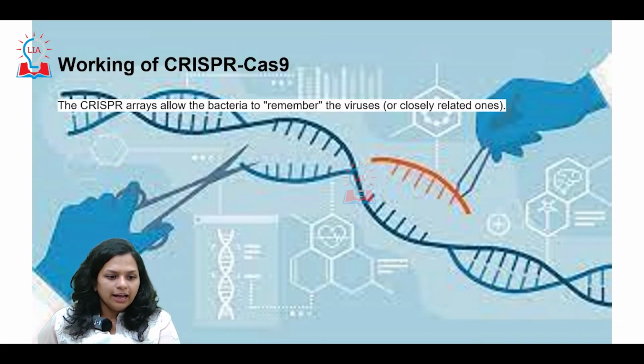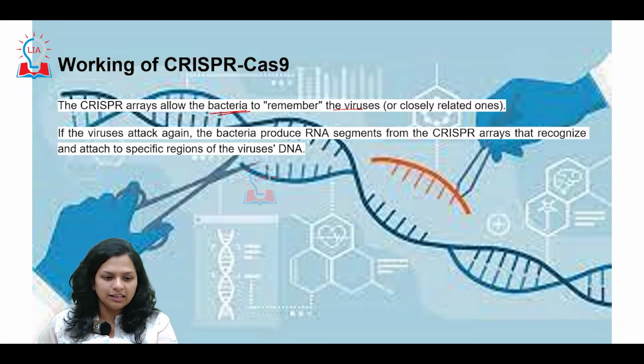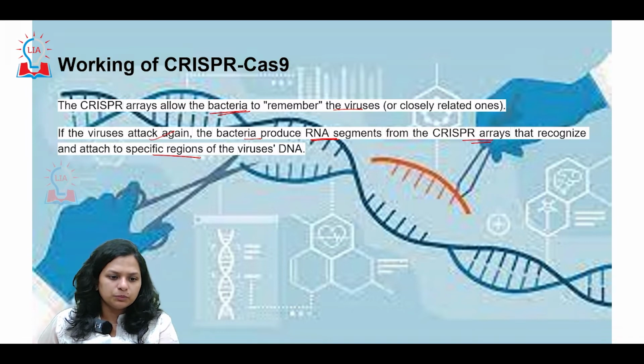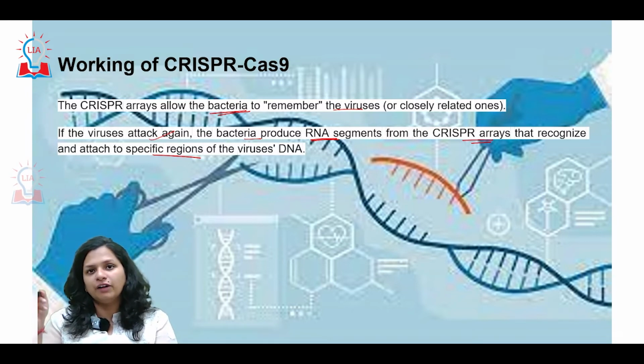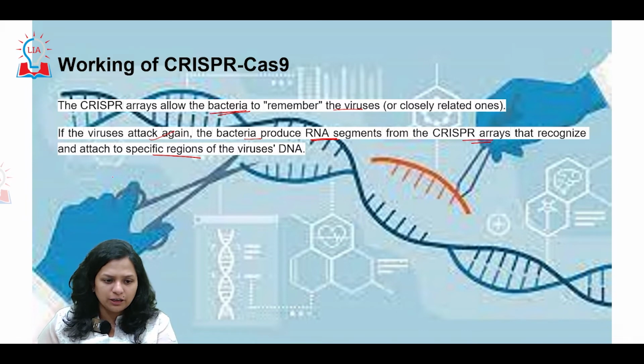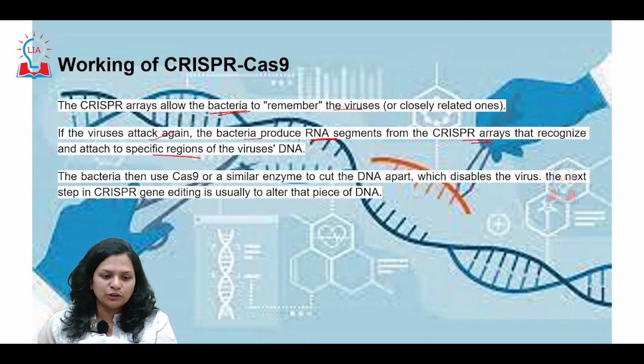These CRISPR arrays in turn allow the bacteria to remember the virus whose DNA it has seen. Now, if the virus attacks again, the bacteria produces RNA segments from these CRISPR arrays that recognize and attach to specific regions of that virus's DNA. This part is very interesting, how the bacteria produces the RNA segments and attaches them to the virus's DNA.